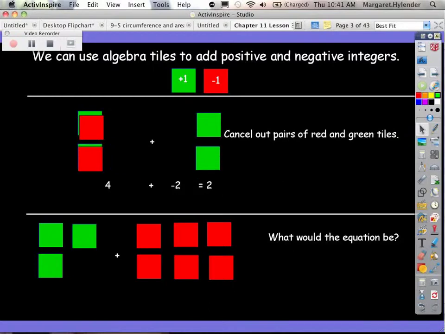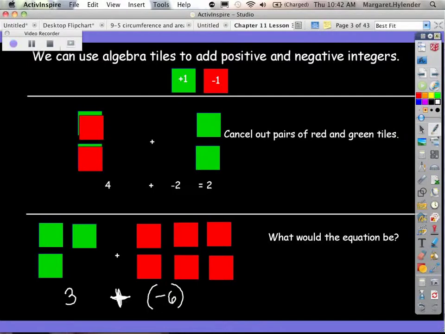Here, what would this equation be? How many positives do we have? Right, we have positive 3 plus, how many negatives do we have? Right, negative 6. So I'm going to put parentheses there, because if not it would look funny with the addition and the negative sign beside each other.